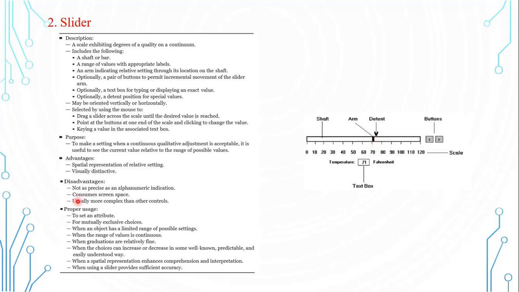So the disadvantage of the slider is that the exact value cannot be placed with this kind of slider. It may cause certain difficulties for the user to place exact values. Approximately he may keep it here. Maybe he wants a value around 70, so he may place the arm in and around the 70 value, but exact values cannot be shown on the sliders.